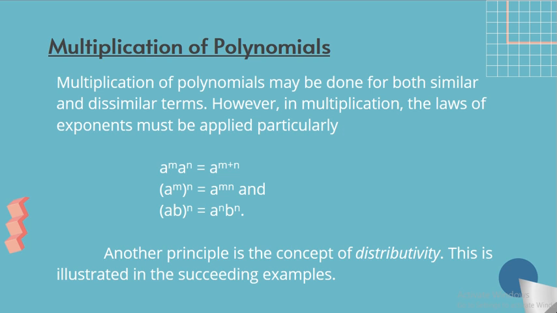So multiplication of polynomials may be done for both similar and dissimilar terms. Of course, when we say similar terms, it has the same variables. Now, in multiplication of polynomials, the laws of exponents must be applied, particularly these three. First, we have the product of a power wherein we have the same base, which is a, and they are multiplied to each other, and then all you have to do is to add the exponent. So a raised to m multiplied to a raised to n is equal to a raised to m plus n.